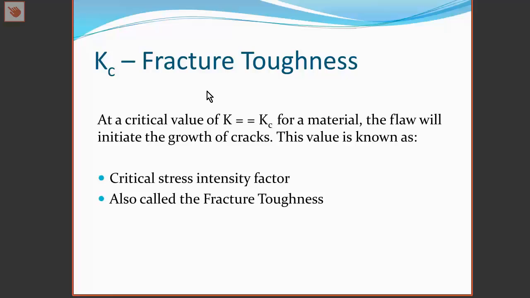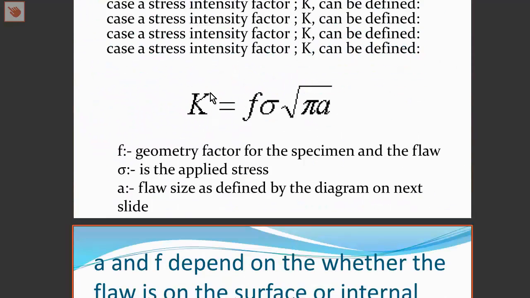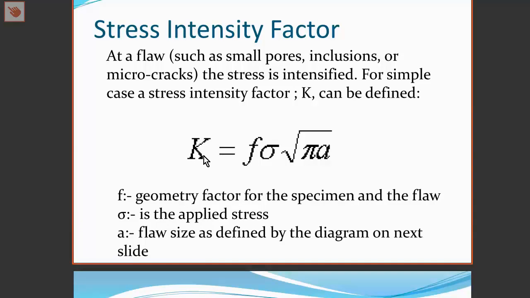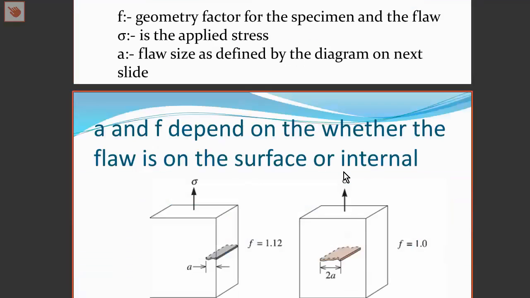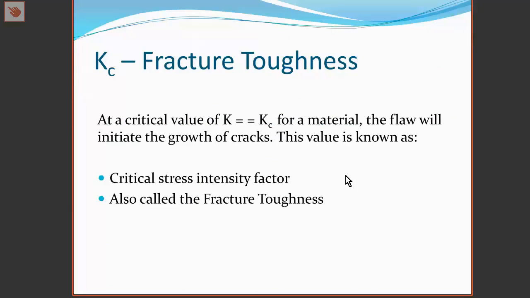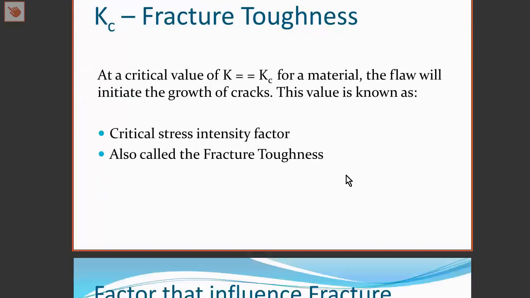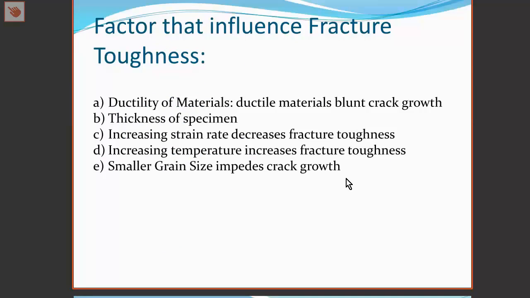So if we know the fracture toughness of the material, we can work backwards and determine what stress can be applied to a material safely if we know the size and shape and location of the cracks. So that is the usefulness of the fracture toughness. The higher the fracture toughness, the more tough the material. And as we defined in the last chapter, toughness is the ability of a material to absorb impact energy.